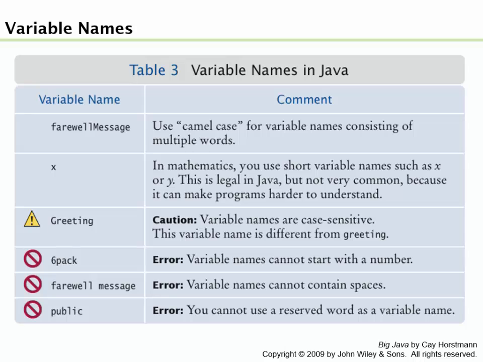Here's another problem, farewell message. It's got a space in it. The compiler will see this and have no clue what to do with that. Here's another one. You can't call an identifier public because public's already reserved by the language. It's called a reserved word, and therefore you can't use it because it's already being used, I guess.